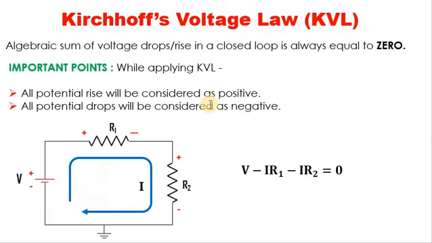Now let us come to the next topic, which is Kirchhoff's voltage law, or KVL. By the definition we say that the algebraic sum of the voltage drops or rises in a circuit, that is, the sum of that drop or rise in a closed loop, will always be equal to 0. Here also I will follow certain conventions while solving a circuit using KVL. All the potential rise will be considered as positive.